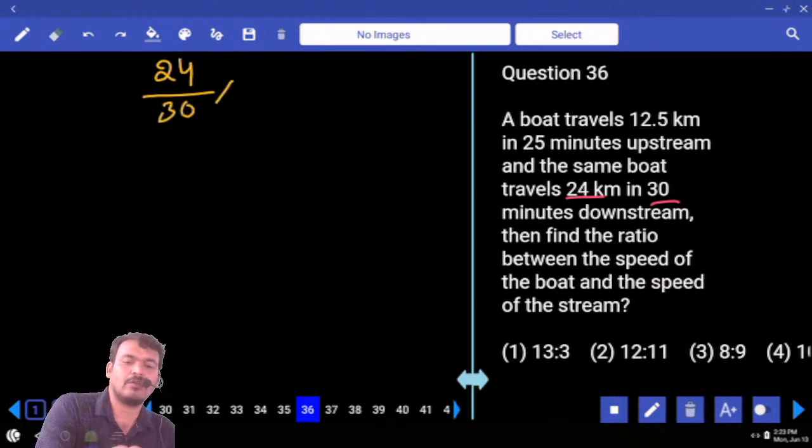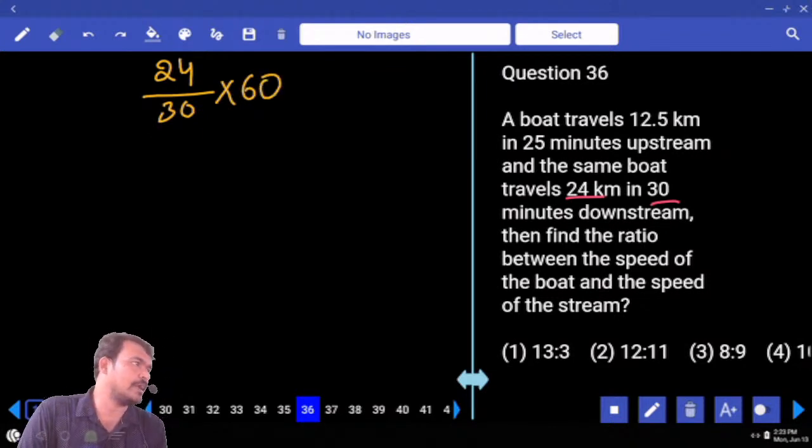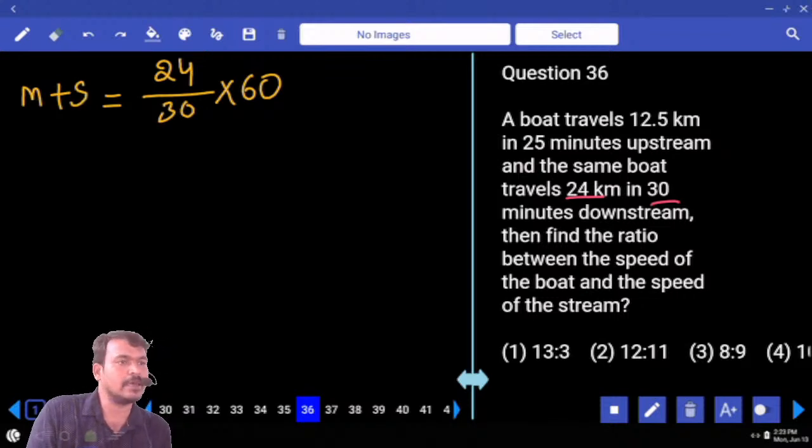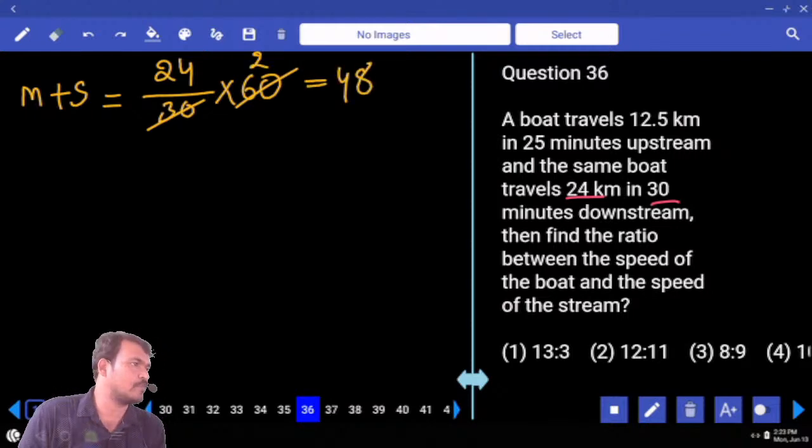Minutes are converted to hours, means multiplied by 60 or not? It is distance by time. Distance by time means downstream speed or upstream speed? Downstream speed. Then we write m plus s or m minus s? M plus s. Next, 30, how many times to make 60? 2 times. 24 2 is how much? 48. That is the downstream speed or not?